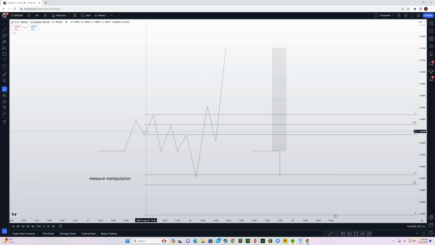This is the highest high. This is the low that was formed just before the highest high was formed, right? And then we got a market structure shift. Now, once we get the market structure shift, we are using our standard deviation projections, right?